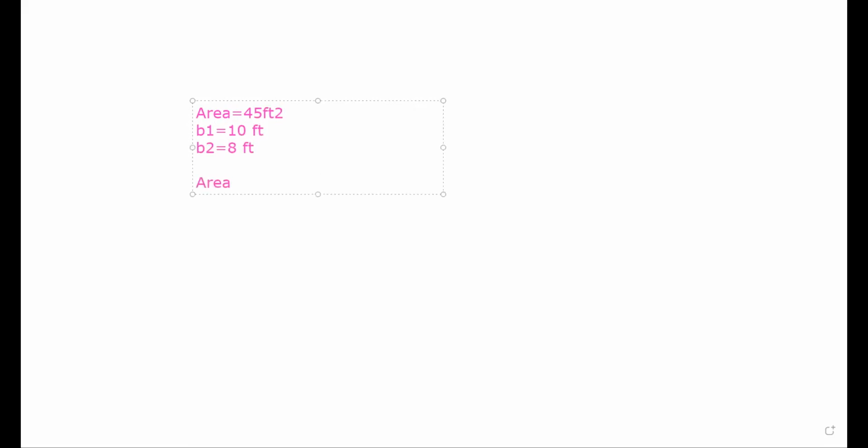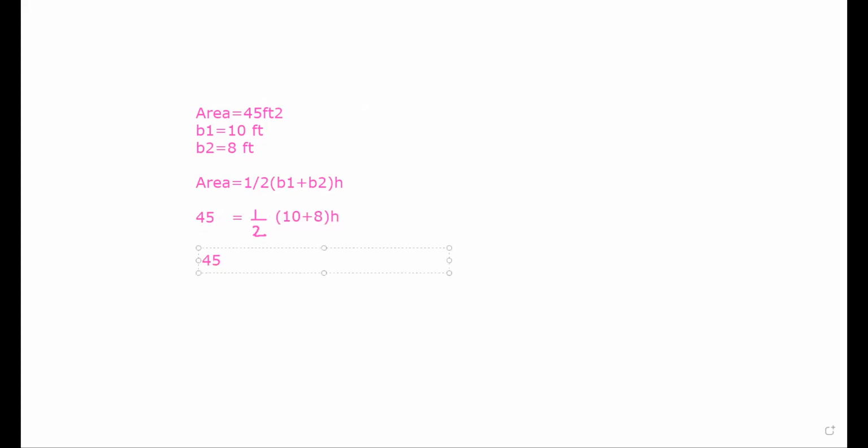Area equals half times base B1 plus B2, times height. This is the formula. Now, the area is 45. Wait a second, I'll substitute. This is half, times base 1 plus base 2, 10 and 8. I don't know H, so I'll just write H.